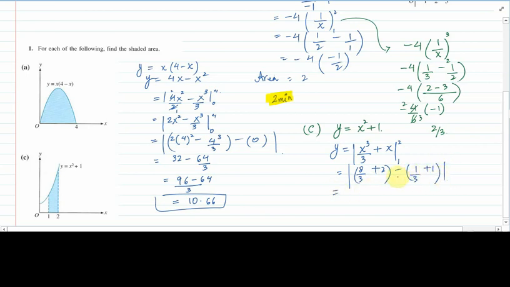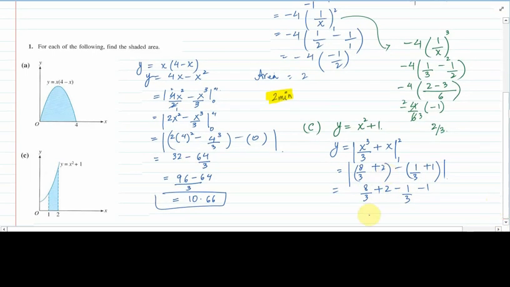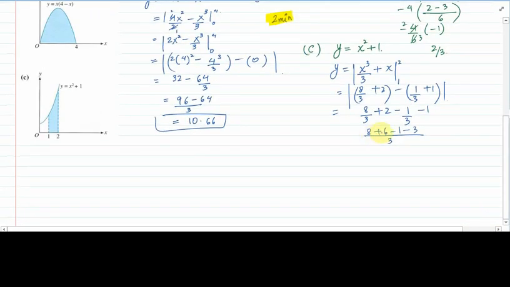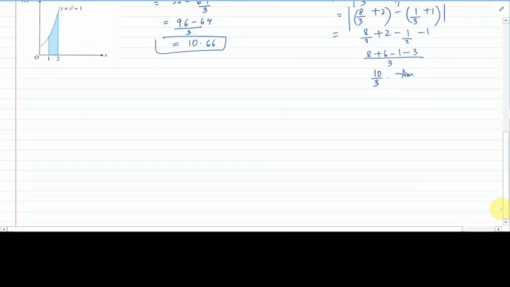So when I expand the brackets, it will be 8 over 3 plus 2 minus 1 over 3 minus 1, right? The LCM, it's 3, so it will be 8 plus 2 3s are 6 minus 1 minus 3, right? So 8 plus 6, 14 minus 1, 13 minus 3 leads to 10 over 3. That is your answer.